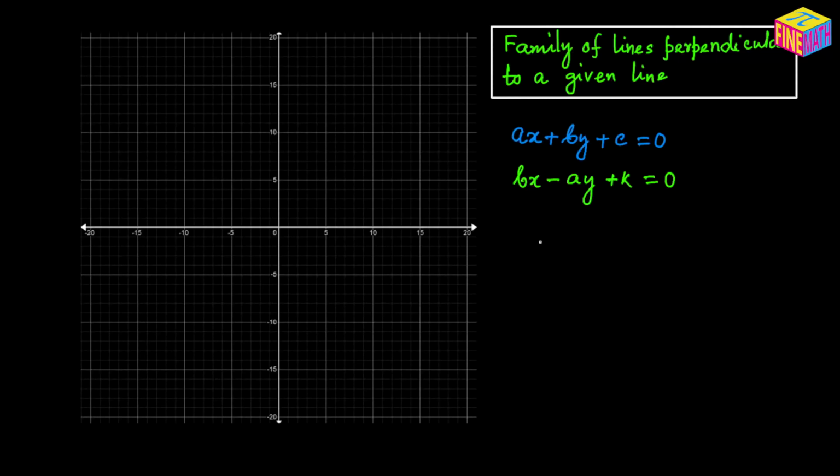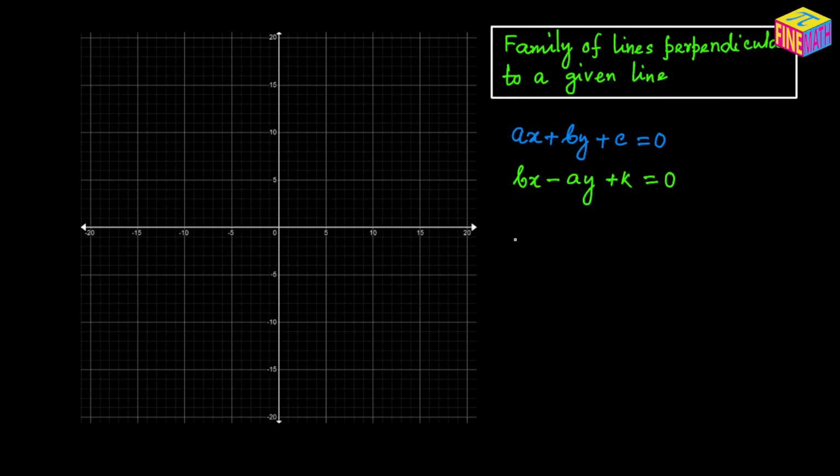To come up with the new equation, what do we have to do? Well, we have to use b as the coefficient of x, and then a negative sign, then a as the coefficient of y, and then some parameter k, and the sum of all of these would be equal to 0. So that is the equation of the set of straight lines which are perpendicular to the given line whose equation is in the blue color.